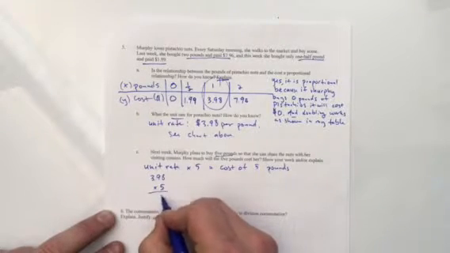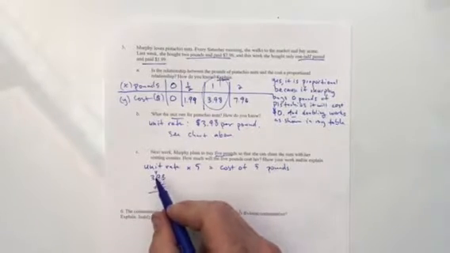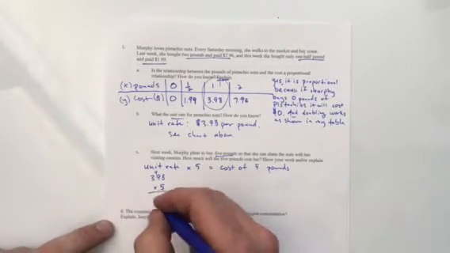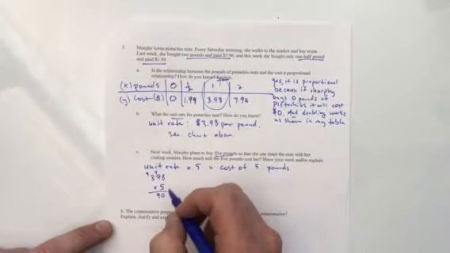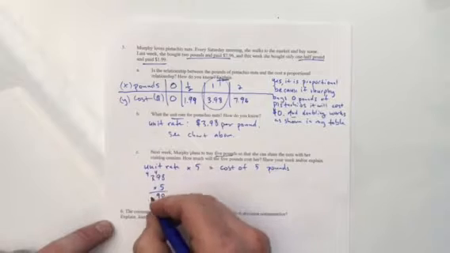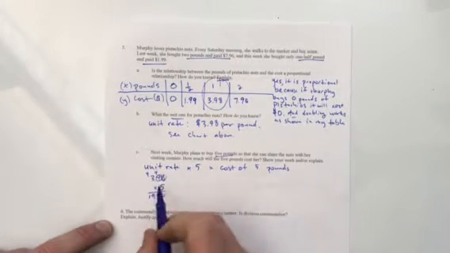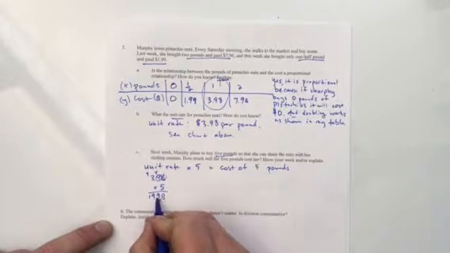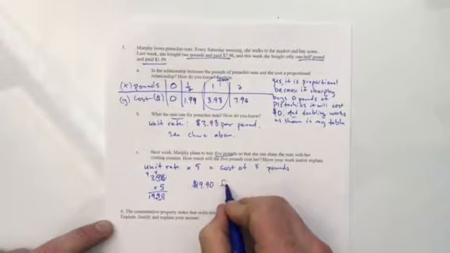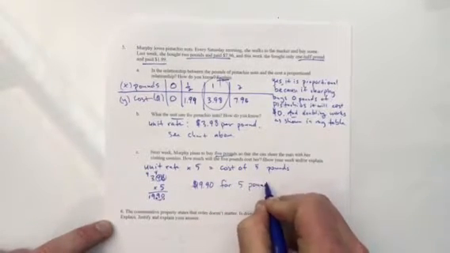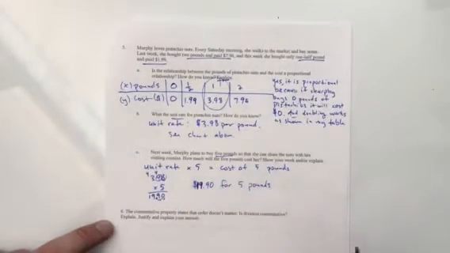5 times 8 is 40. Put the 0 down, carry the 4. 5 times 9 is 45, plus 4 is 49. So I'm going to carry the 4 again. 5 times 3 is 15, plus 4 is 19. Now where to put the decimal? There are 2 numbers behind the decimal, so I'm going to move it 1, 2 over. And $19.90 for 5 pounds, right?